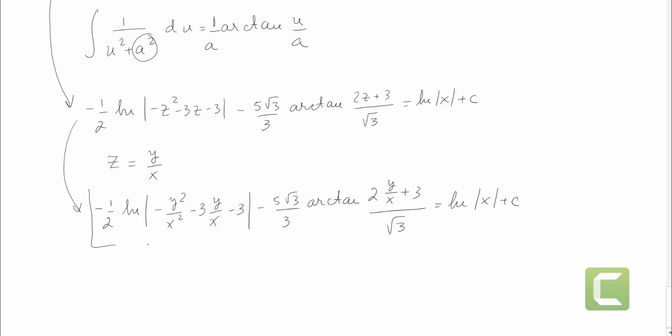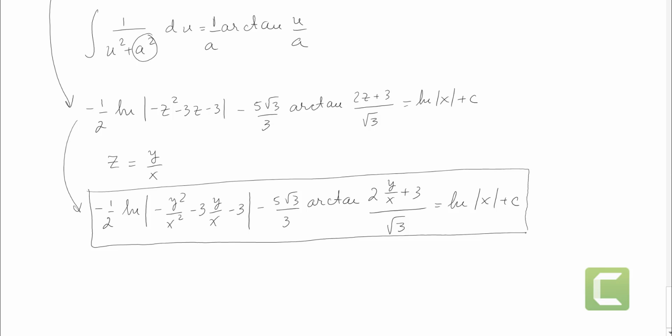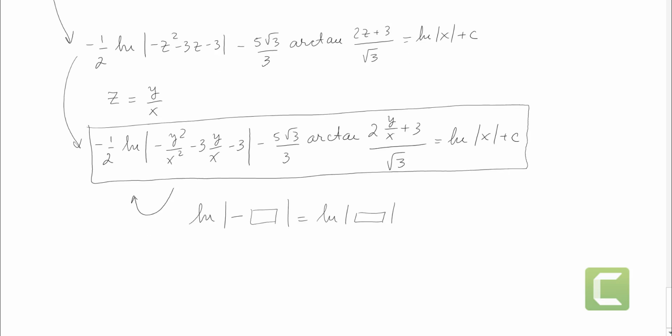And of course, this can be arranged a little bit more, like for example, this negative can be factored out, and because ln of a negative quantity is going to be ln of the quantity. And also here I have too many fractions, so we can arrange it a little bit more.